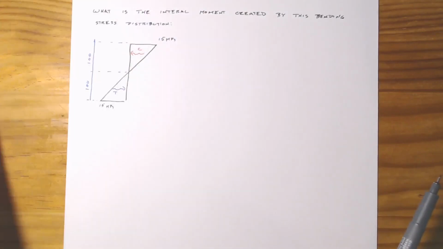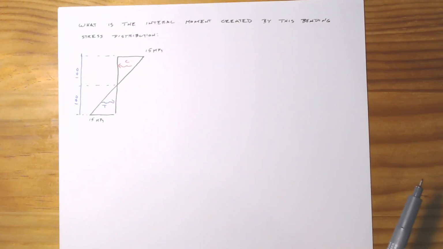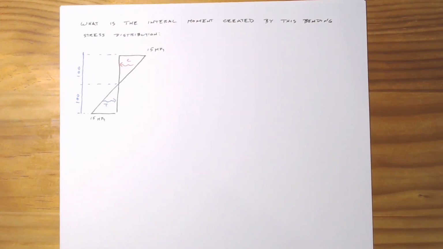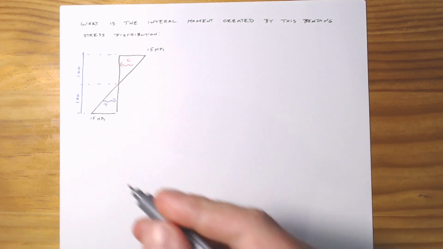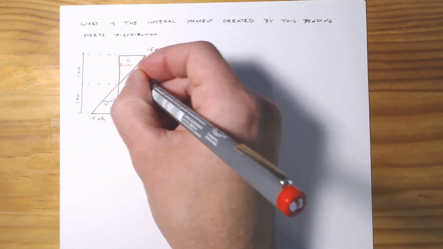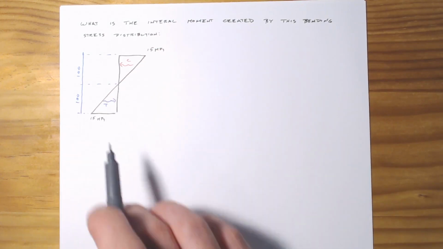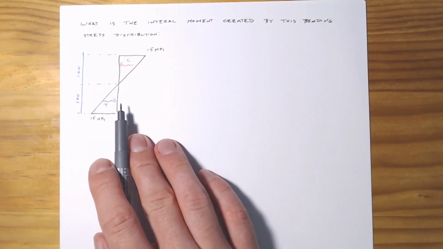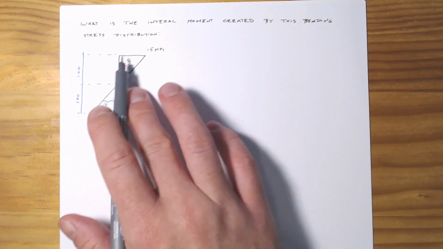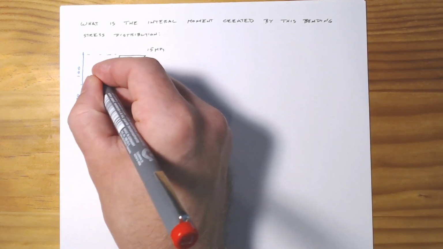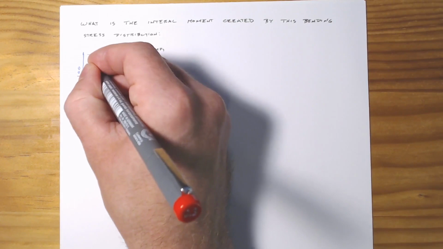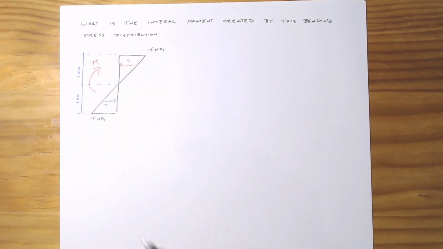So this video, which is a companion to that, is trying to determine what the internal moment is created by the bending stress distribution. The reason I say this is, obviously the section has to be in equilibrium, so that means if we've got some bending stress here, some portion of the cross section is in tension and some portion is in compression. Well, there'd have to be a moment to balance that. And so what we want to know is, what is this moment?